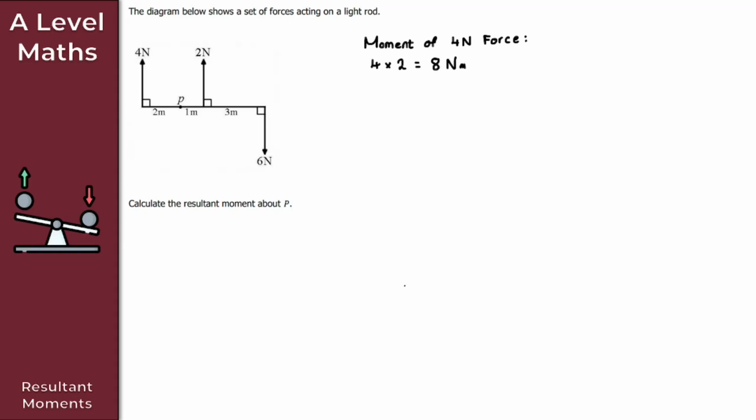Now we also need to state the direction of rotation. The easy way to evaluate this is to imagine we've got our finger at P, holding the rod in balance, and then we apply this force of 4 newtons. Which way will the rod rotate? Will it go clockwise or anti-clockwise? If we push upwards at this point, it would go clockwise, in this direction. So this is 8 Newton meters clockwise.